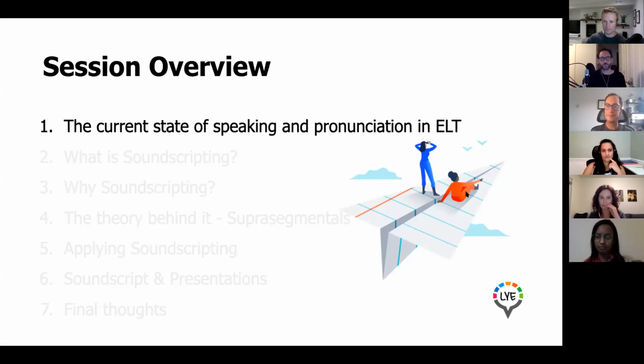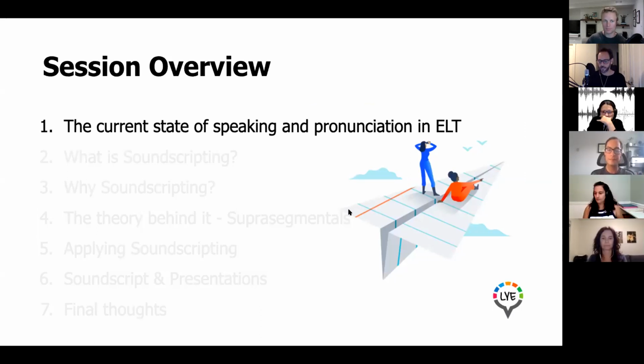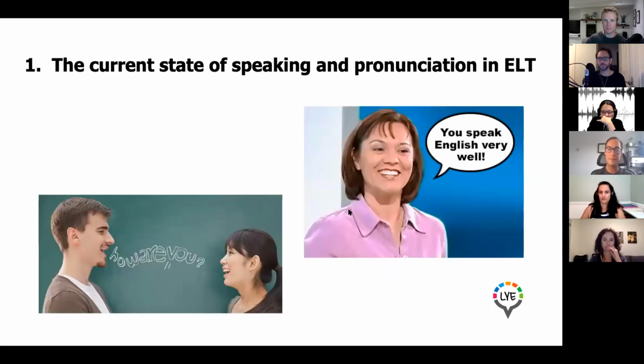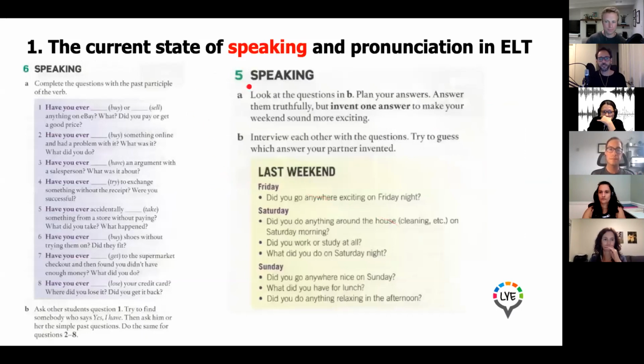So let's problematize things a little bit because this is how we like to approach language education. So we're gonna look a little bit at the current state of speaking and pronunciation in language teaching. And again, I'm not here to criticize, but I think some of you will probably recognize these kinds of activities that you would find in most published materials.